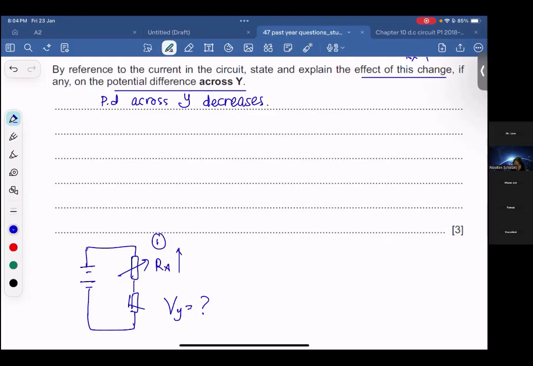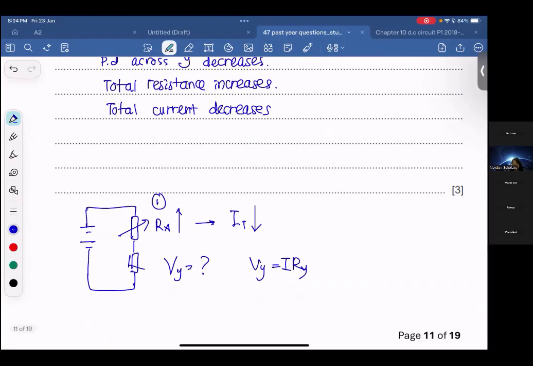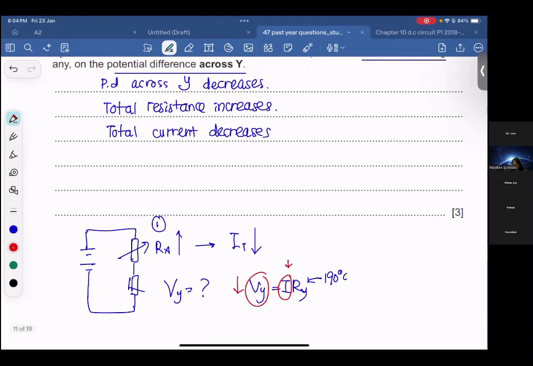Okay, because your total resistance will increase. When your total resistance increases, your total current will decrease. So Vy is actually I times Ry, right? Since Ry doesn't change, because it's still maintained at 190 degrees Celsius, Ry is maintained. Your current already decreased. So the voltage across Y, Vy, also decreased. That's why the voltage across Vy decreased.